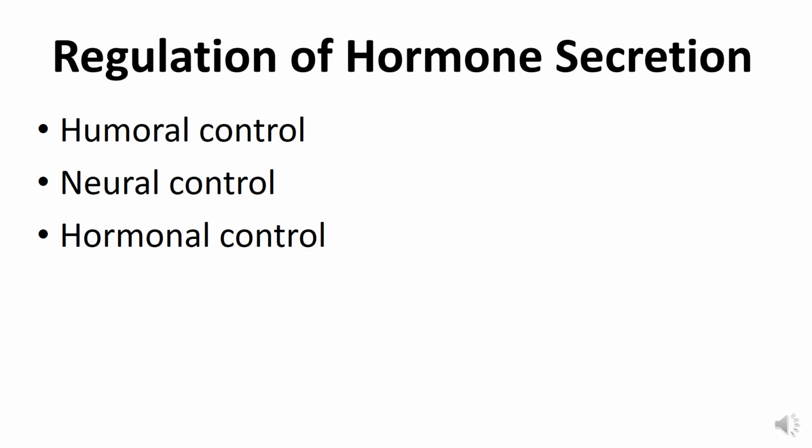The third mechanism is hormonal control. In this system, one hormone stimulates the release of another hormone. This creates organized communication between endocrine glands. The hypothalamus and pituitary gland are central players in this process. The hypothalamus releases signaling hormones that act on the pituitary. The pituitary then stimulates other glands like the thyroid, adrenal glands, and gonads. For example, thyroid-stimulating hormone, or TSH, tells the thyroid gland to produce thyroid hormones.